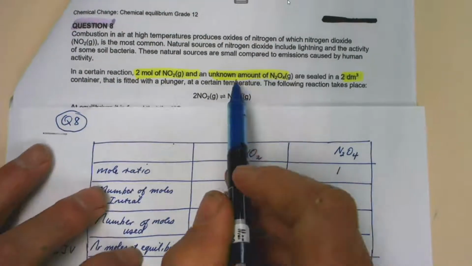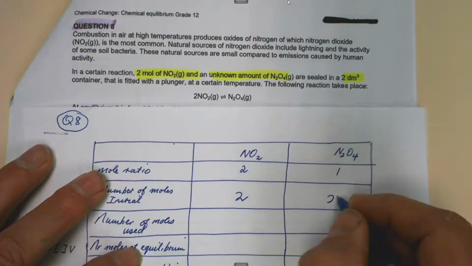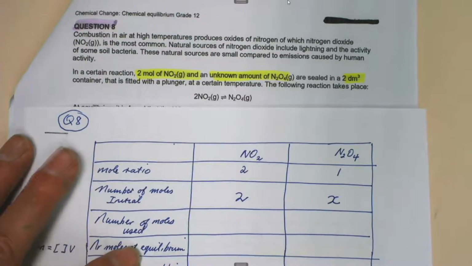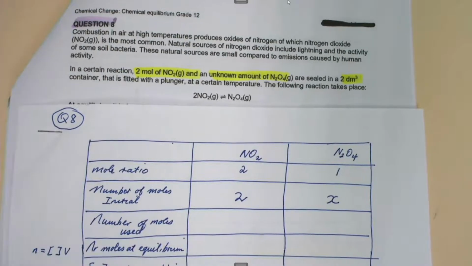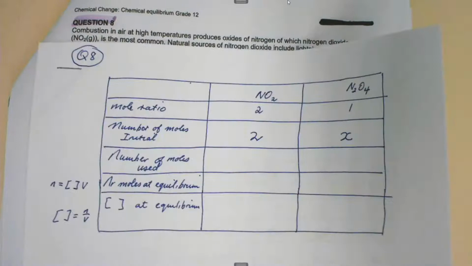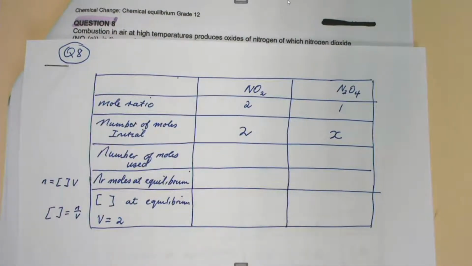But they say I have an unknown amount of N2O4. I will put in an X there. I did not start with 0 N2O4 like normally. Here I had both of them in there, but I don't know what is the amount, the number of moles of N2O4. So let's use an X. All right. Then let's see what else they give me. They give me the volume. Okay, so the volume, I will write it down here, that the volume is equal to 2 cubic decimeters.